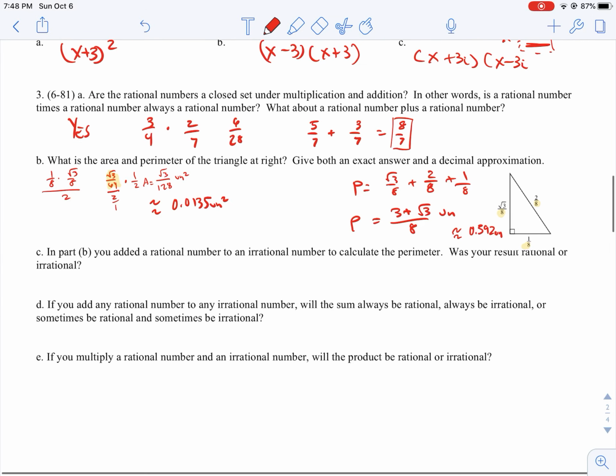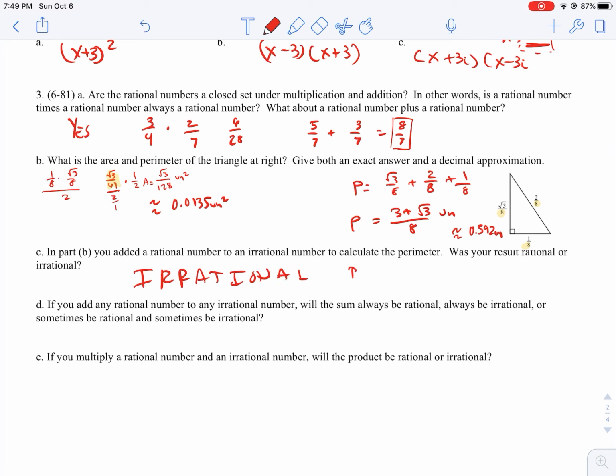And part B, you add a rational number to an irrational number to calculate the perimeter. Was your result rational or irrational? It was irrational because of the square root.